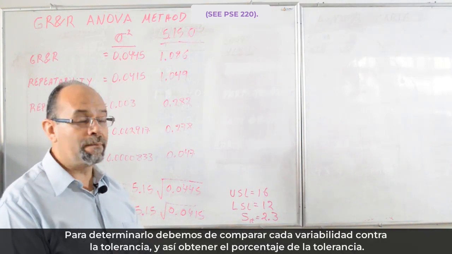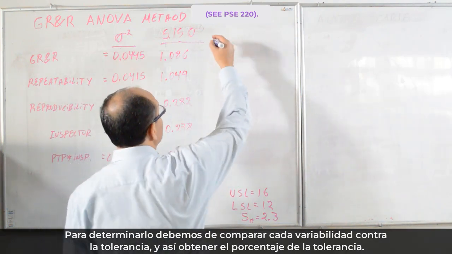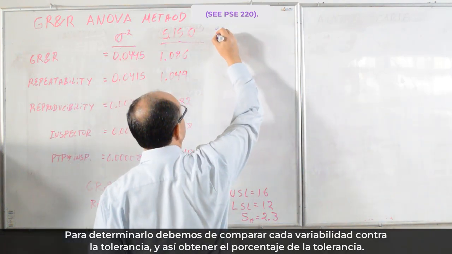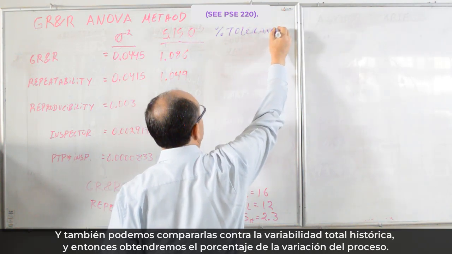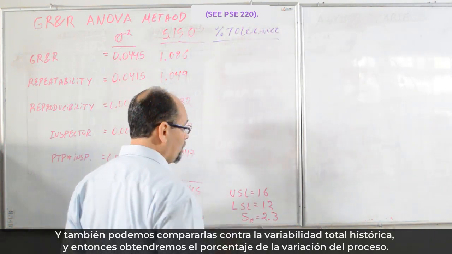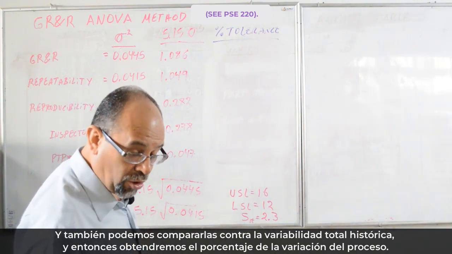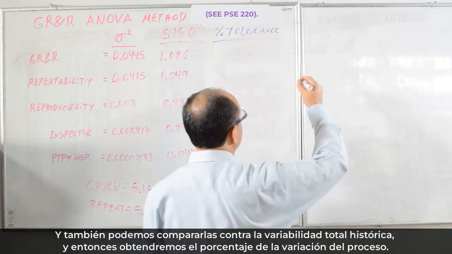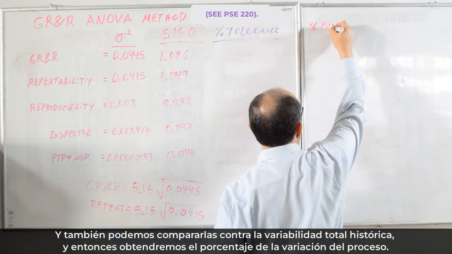Well, we have to compare that variability against the tolerance in order to get the percentage of the tolerance. And also, we have to compare against the total variability of the process. Then we are going to have the percentage of process variation.